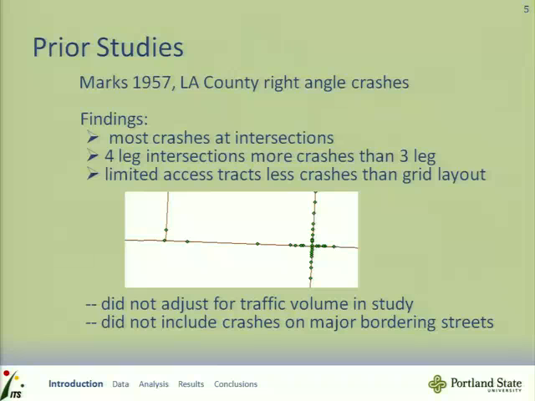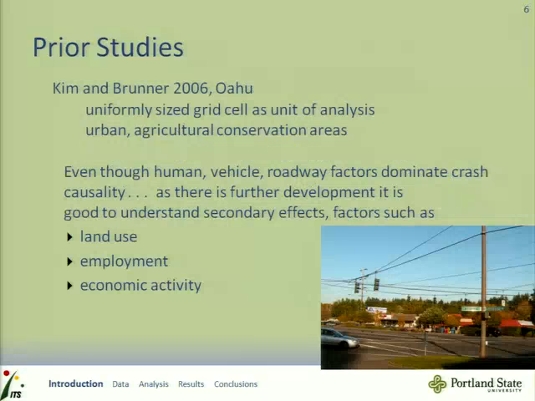In 1957, Marx looked at traffic crashes in the LA County area. He was only looking at right-angle crashes. He found that most crashes were at intersections. He found more crashes at four-legged intersections than at three-legged intersections, and that limited access areas had fewer crashes than grid layout. But there were some problems with this study. He did not adjust for traffic volume being different in different areas. He also did not include crashes on major bordering streets.